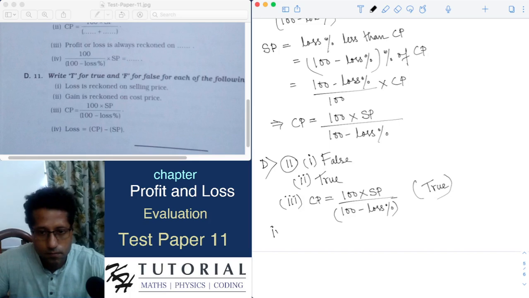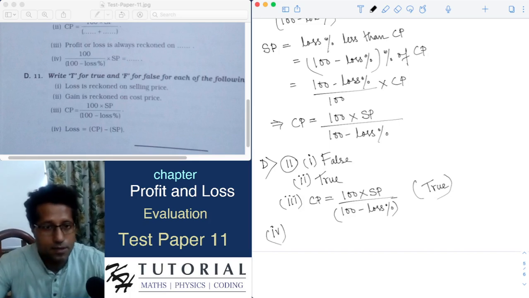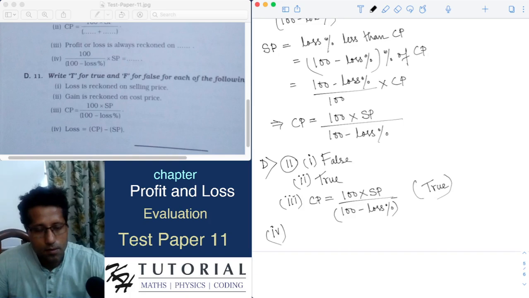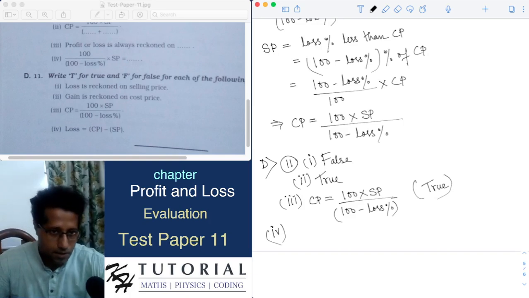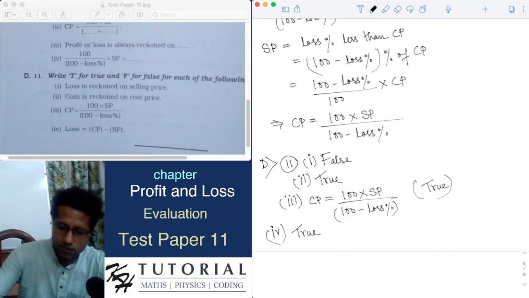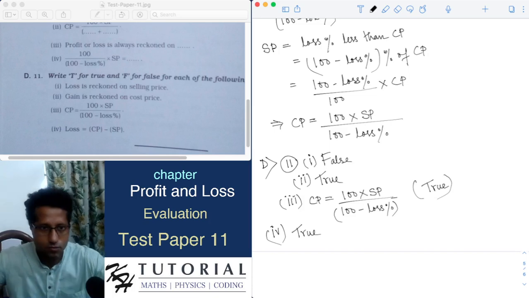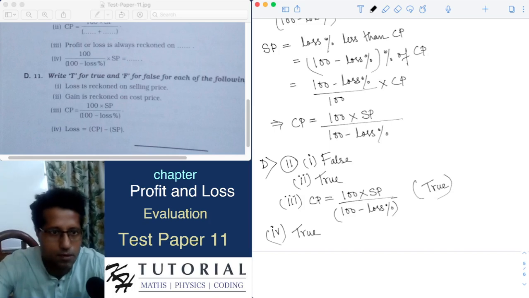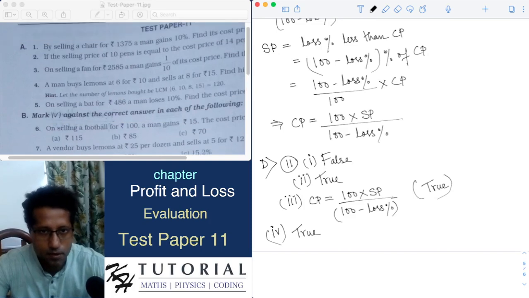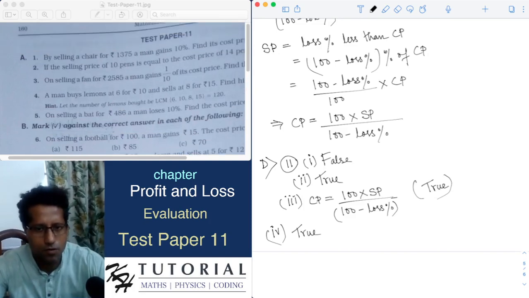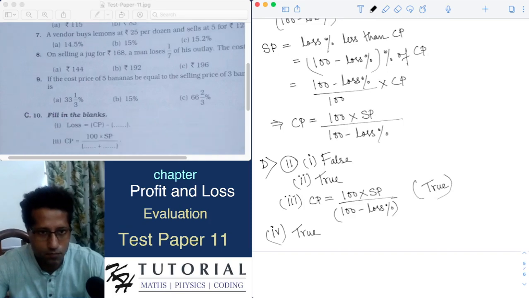Part 4 says that loss is equal to cost price minus selling price. This is true. If there is a loss, that means selling price is less than cost price, so the difference of cost price and selling price should be the loss. This is a true statement. So this brings an end to solving test paper 11. This was a pretty easy and straightforward set of questions.